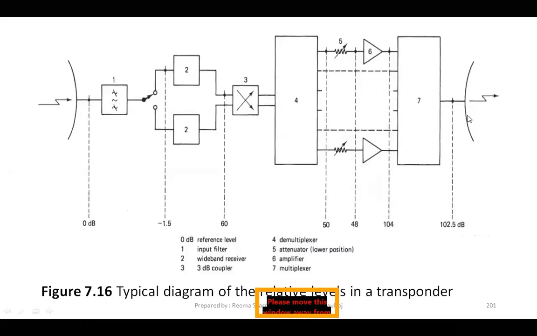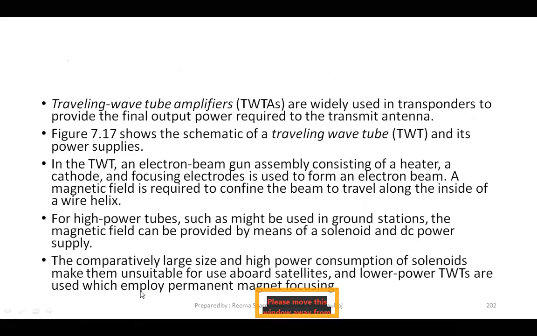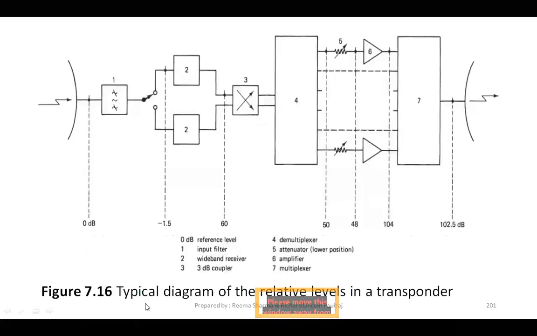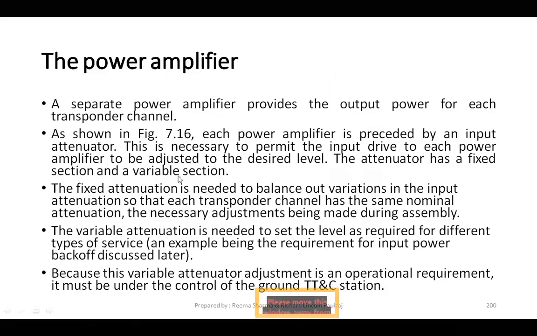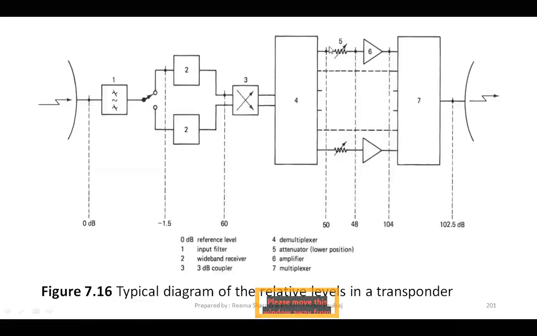So this will be receiving the signal, and this will be transmitting the signal. Ultimately, we can see your typical diagram of the relative levels in a transponder. Inside your transponder, all these are present. This is necessary to permit the input drive to each power amplifier to be adjusted to the desired level. The attenuator has a fixed section and a variable section. What you see here is the variable section. That's your attenuator.